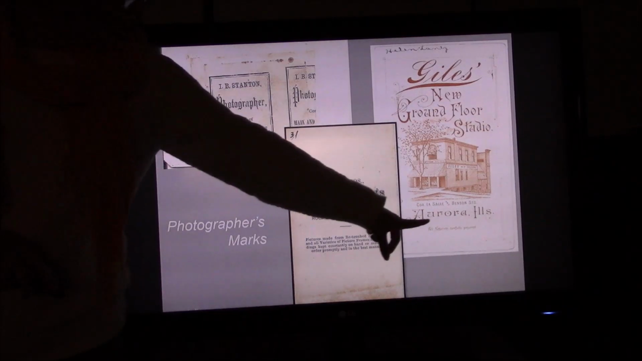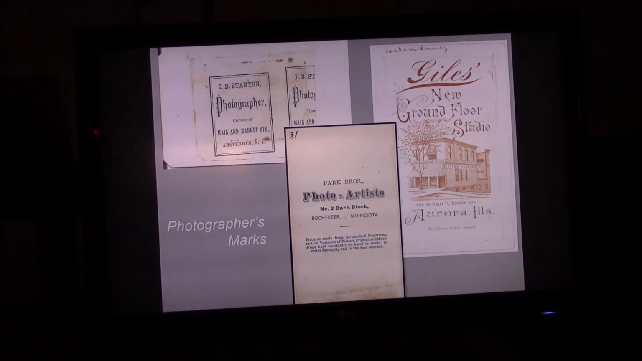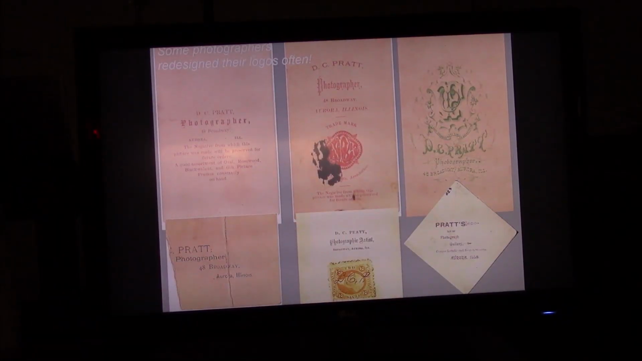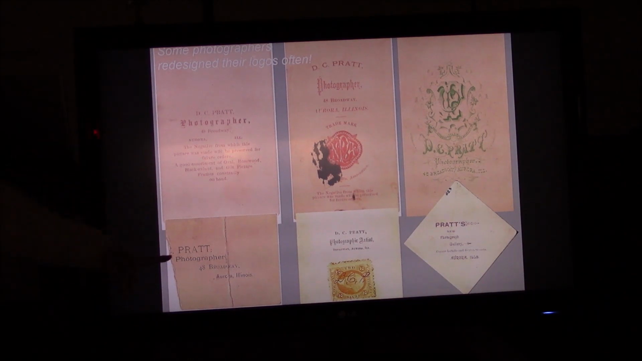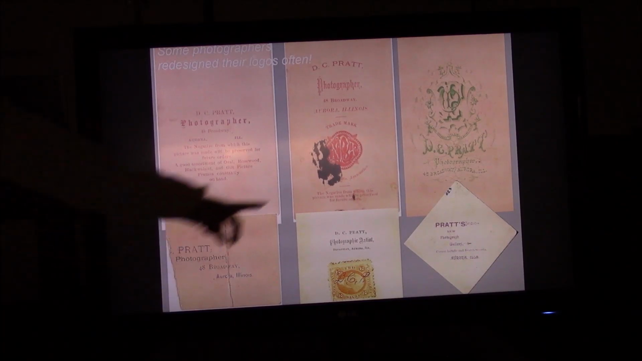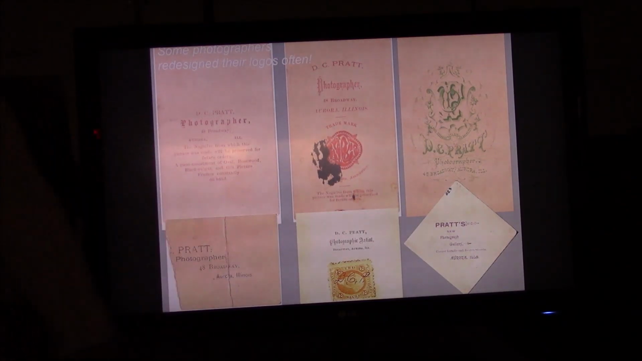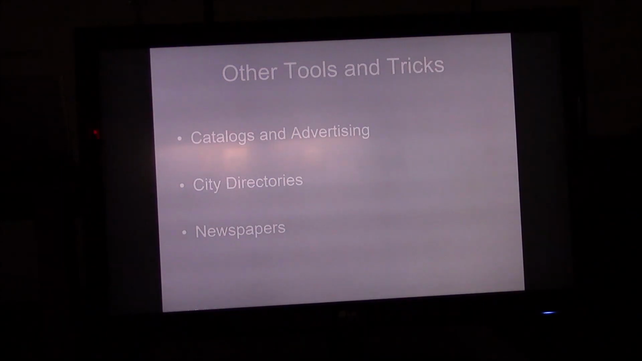Giles, new ground floor studio at the corner of LaSalle and Benton. Giles bought out Pratt. Same location, the corner of LaSalle and Benton Streets, but I follow Pratt from a Civil War era stamp, so I know he's in business in 1863 all the way up to 1895. And if you reach out to the historical society in that community, they could probably tell you what era each photographer's stamp is as well.